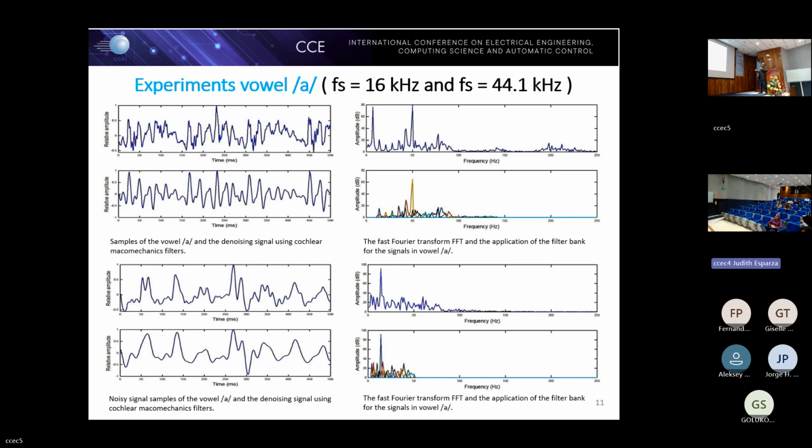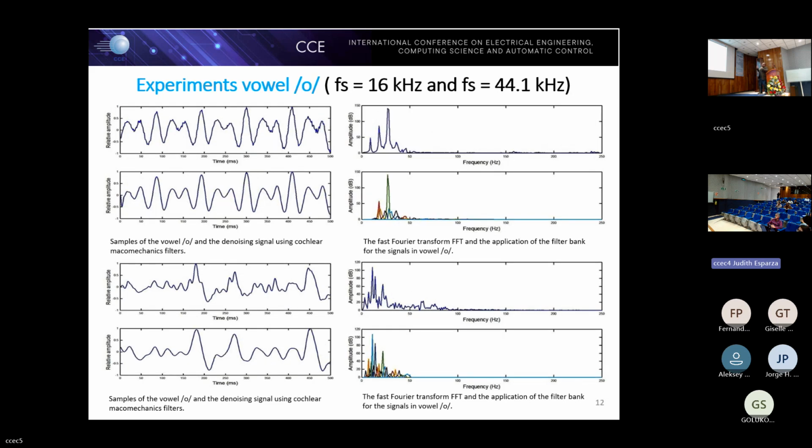The next, please. I present here the results for the vowel O. In this part, I show the samples where no noise is present. I apply the filter bank, and this is the reconstruction of the signal from this spectrum. It is clear that the envelope is the same, and the high frequency components are not present here. But it's very clear that the form of the signal is the same.